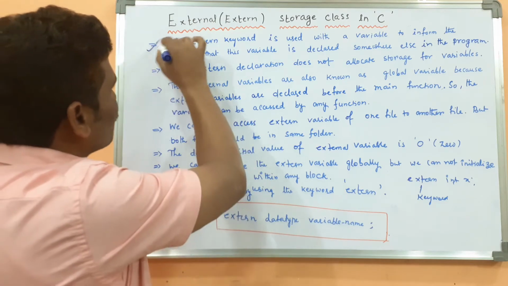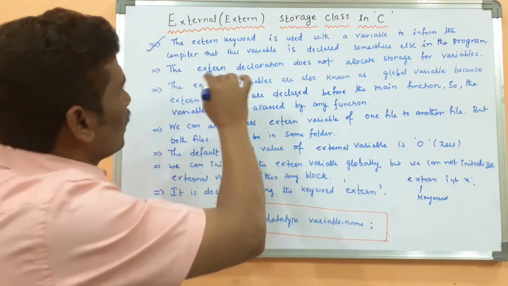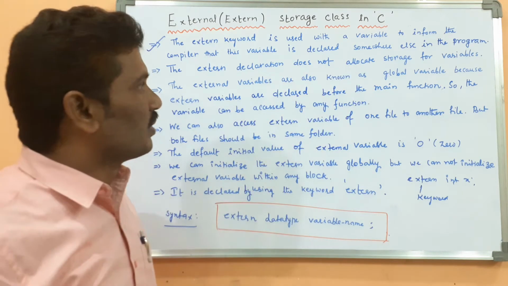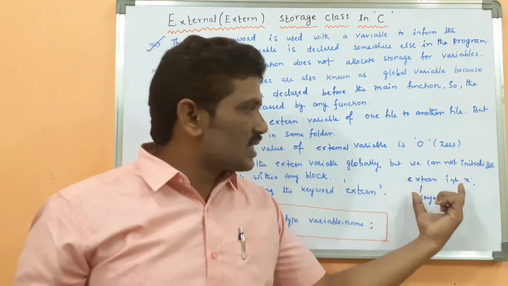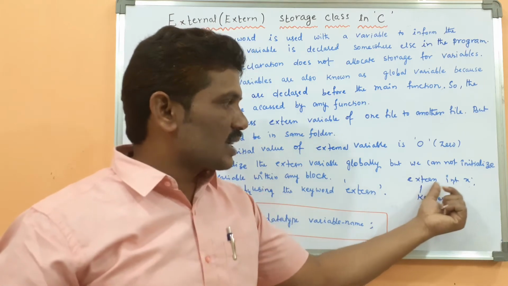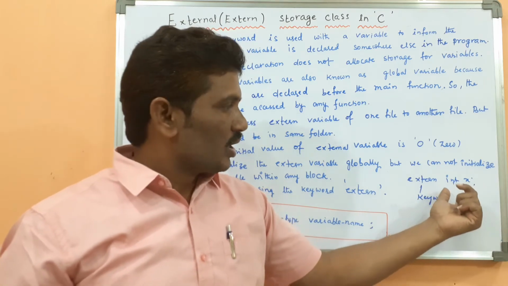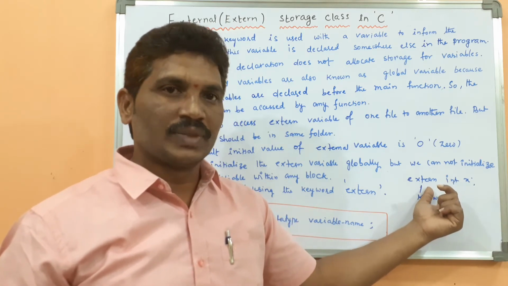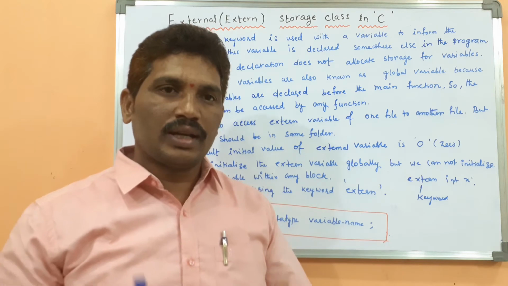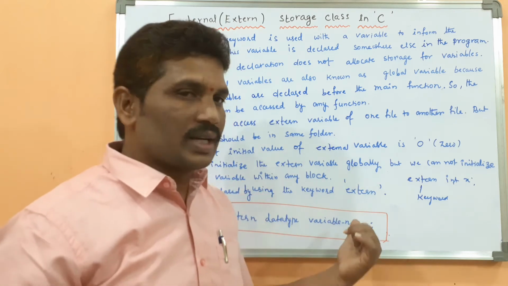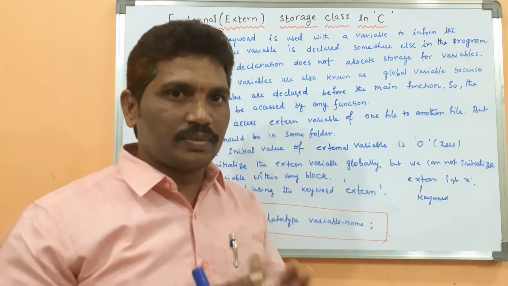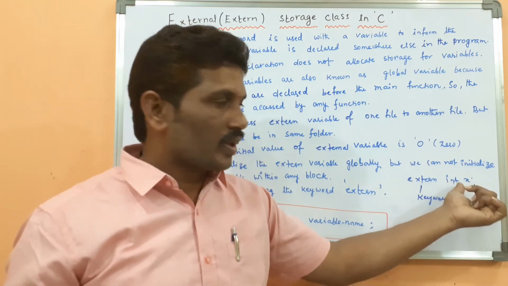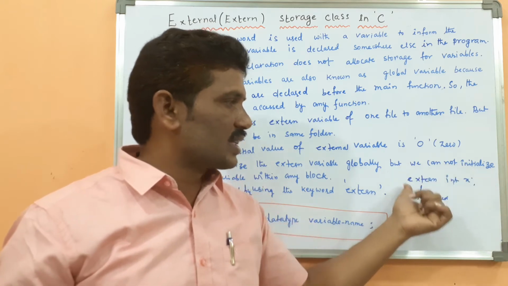Then the next statement: the extern declaration does not allocate storage for a variable. When you write the statement extern int x, the memory is not allocated to this variable. That is the advantage. After these statements, I will explain with the help of an example. Please don't be confused: whenever you write this statement, memory is not allocated for it.